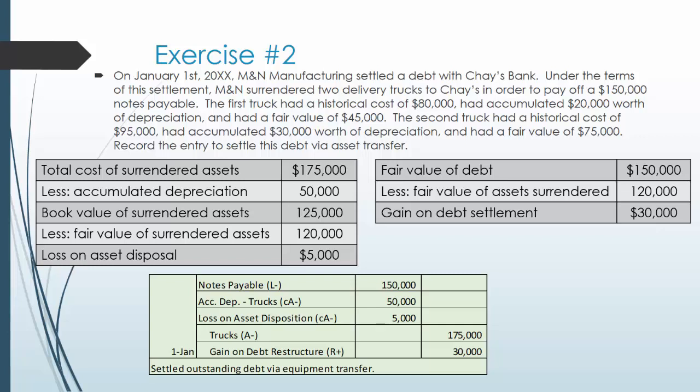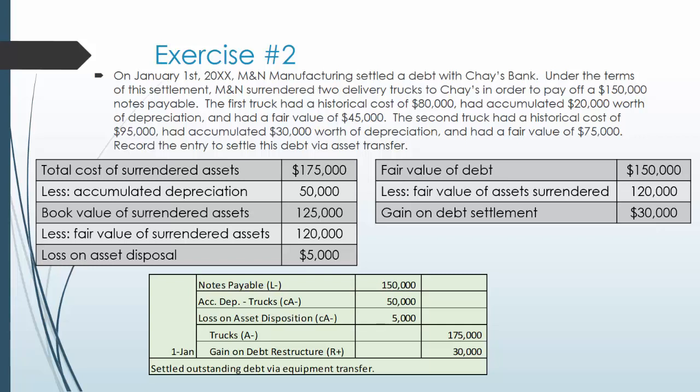We're going to take the accumulated depreciation for the assets that we're surrendering off the books. That was $50,000. So we're going to debit accumulated depreciation of trucks for 50 grand. Losses, a typo here. That's supposed to be an expense account, not a contra asset. Losses go up on the debit side, and since we have a loss of $5,000, we're going to debit loss on asset disposition for 5 grand.